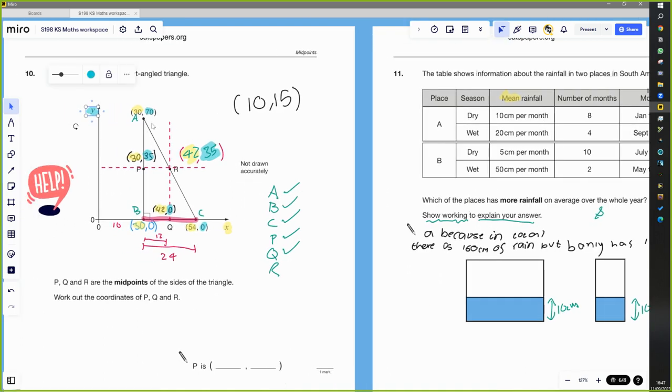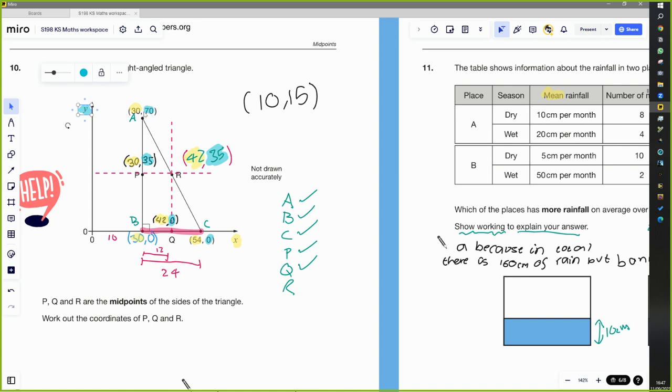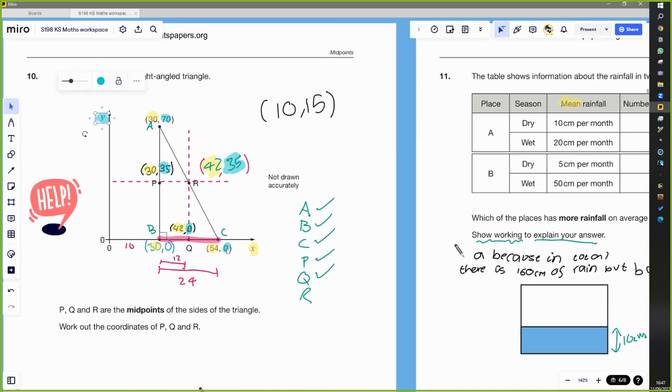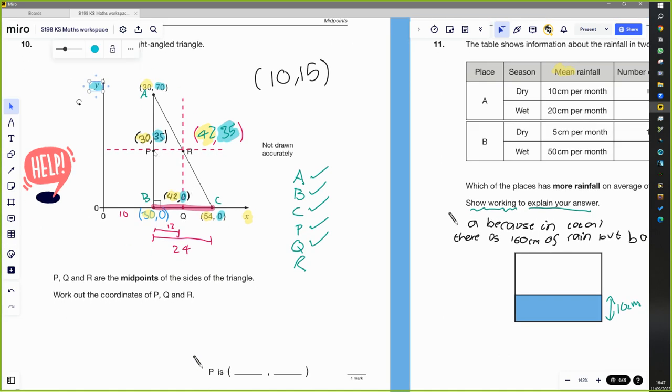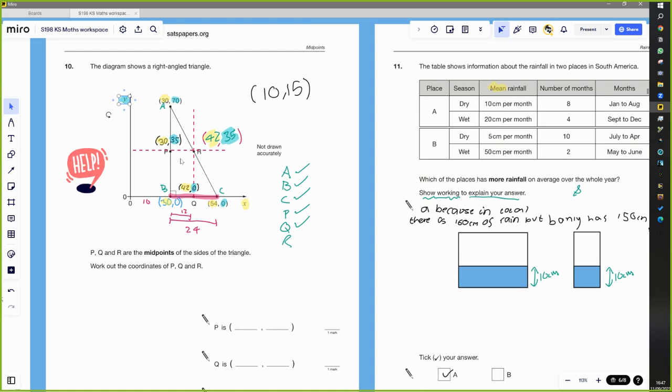Now, the ones they gave us were 30, 70 and then 54, 0. And then we had to work out everything else after that. Our real question was to find out what P, Q, and R are. What are the coordinates at P, Q, and R? And what they told us was that these are the halfway points of each line.